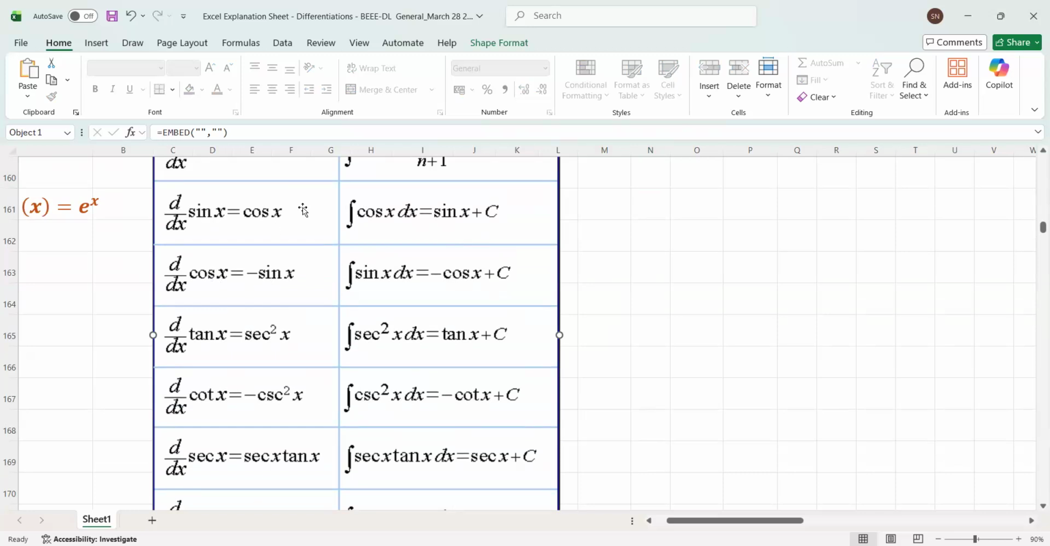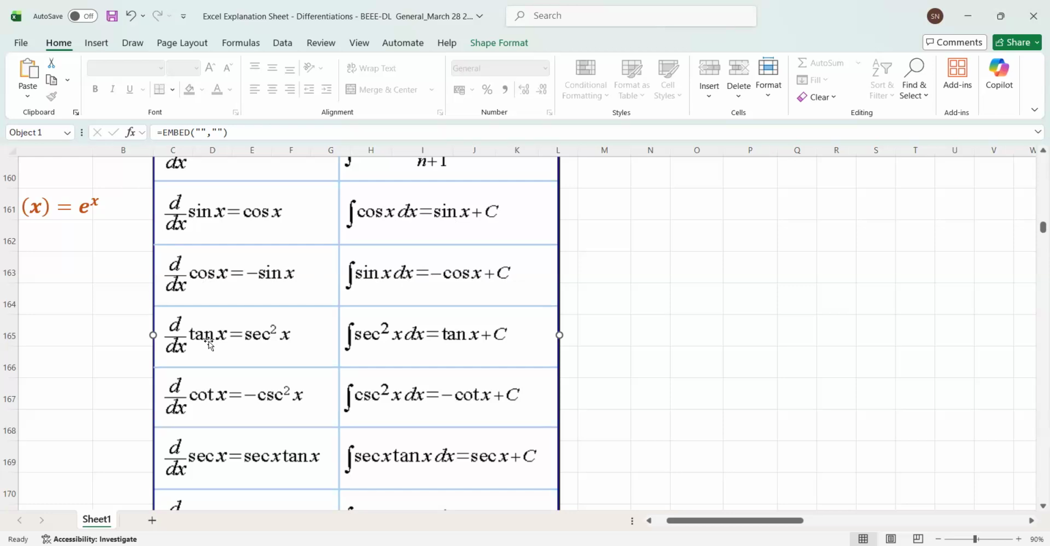When you differentiate sine of x and it gives you cosine of x, that means that when you integrate cosine of x, it should give you sine of x plus a constant. And if you differentiate cos of x and it gives you negative sine, therefore when you integrate sine, you should get negative cos.